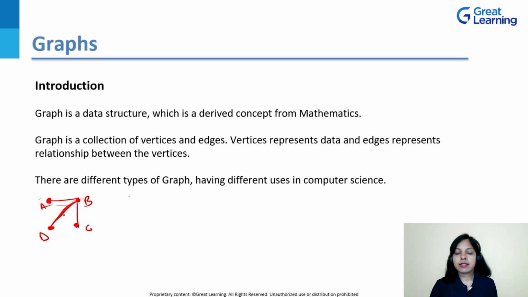This is telling what exactly? The relationship between the two vertices, that is B and D. What kind of relationship in this example is it representing? That is a friendship relationship. So B and D are friends in the example that I just discussed. So in general terms also, an edge between two vertices tells some kind of relationship between the two vertices.